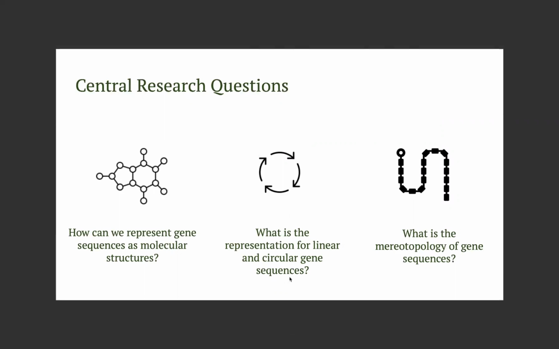With this intuition, it leads to our three primary research questions, namely, how can we represent gene sequences as molecular structures? It is understood that a gene has a 3D molecular structure, but it is also understood and interpreted as a sequence. Moreover, what is the representation for linear and circular gene sequences? Beginnings and endings are unclear in a circle, and direction less clear. And finally, what is the mereotopology of gene sequences?